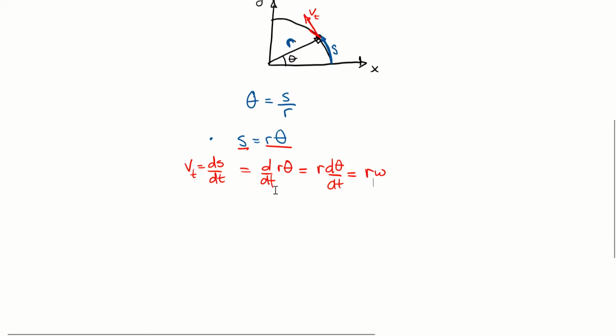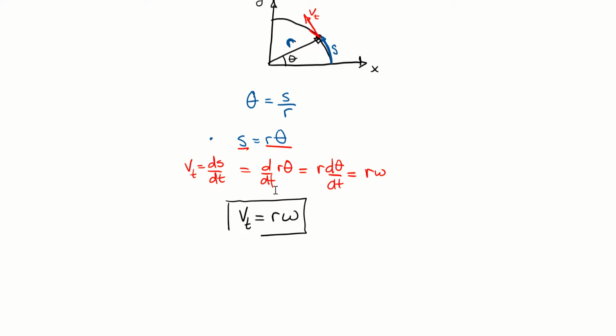So we have our first way of connecting our linear description of motion. We can get that tangential speed, how fast it's moving in meters per second along that circular path, is just related to r times omega, how fast that angle is changing. So that's the first one.